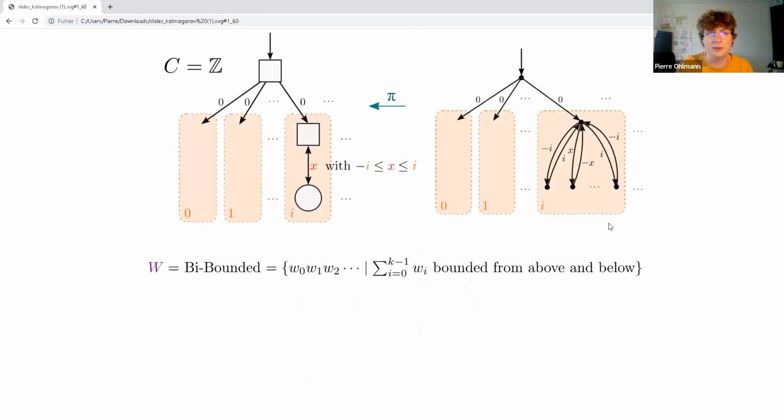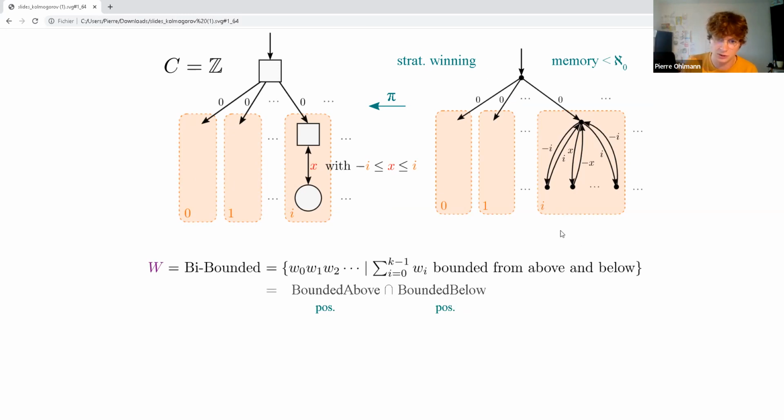This was a maybe more weird example, bi-boundedness, where we want to be bounded from both above and below. What we saw is that in this example, finite memory strategies are not enough to play. However, locally finite memory strategies are enough in this case, and I claim they are always enough for this bi-boundedness objective, as an intersection of two positional objectives. So there will be more details about how you can obtain such a result.